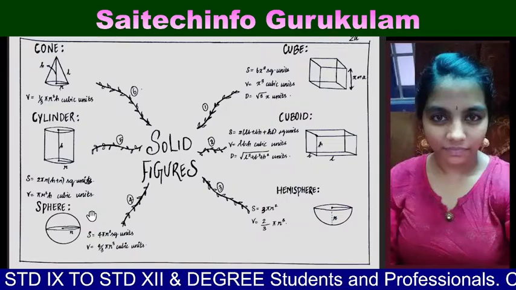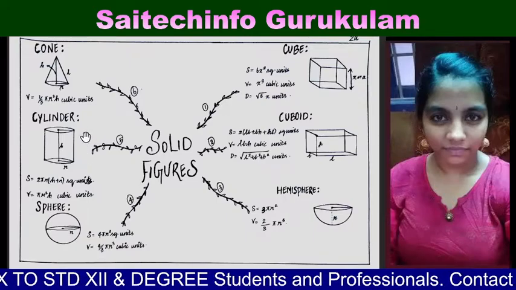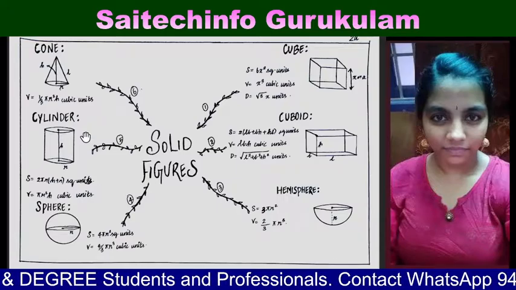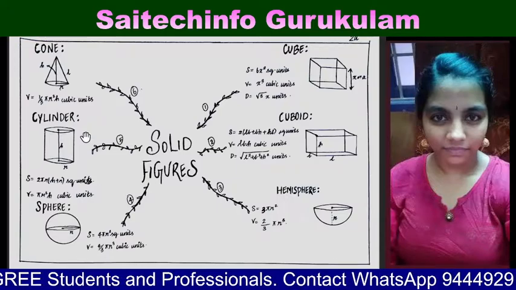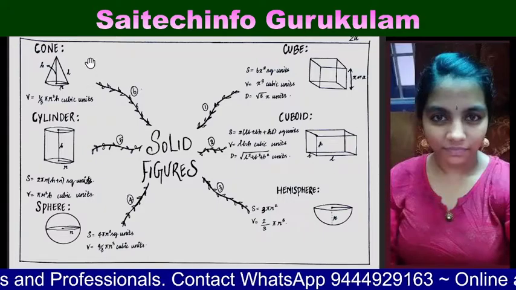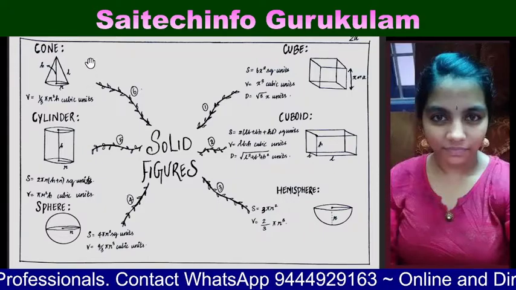Cylinder. Surface area S is equal to 2 pi r into (h plus r) square units. Volume V is equal to pi r square h cubic units. Cone. Volume V is equal to 1 by 3 pi r square h cubic units.